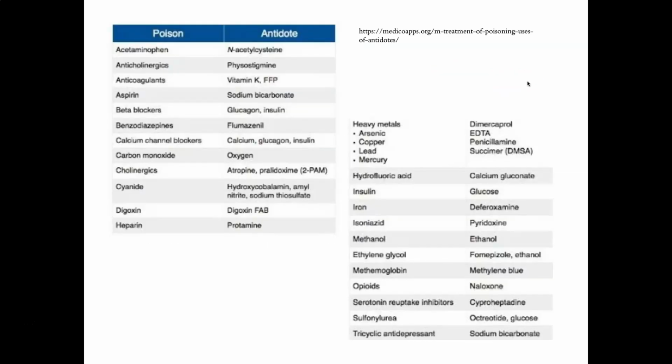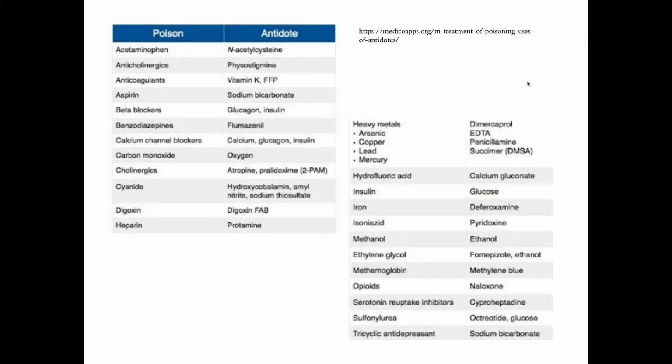All right, these are slightly blurry, and I apologize for that, but these list the poison on the left and the antidote on the right, and they're here for you to look at. Some of them are really obvious, like anticoagulants. The antidote is vitamin K or fresh frozen plasma. Carbon monoxide. The antidote is oxygen.